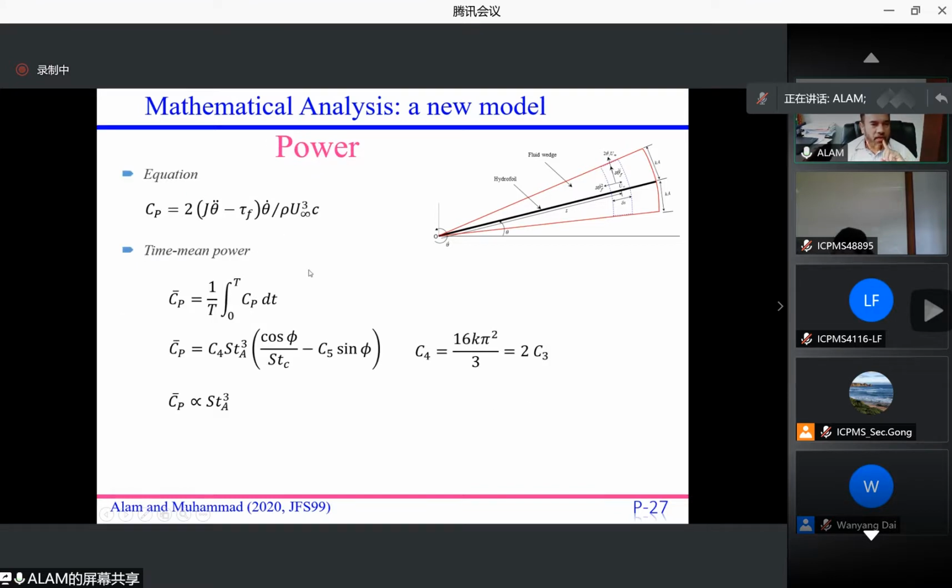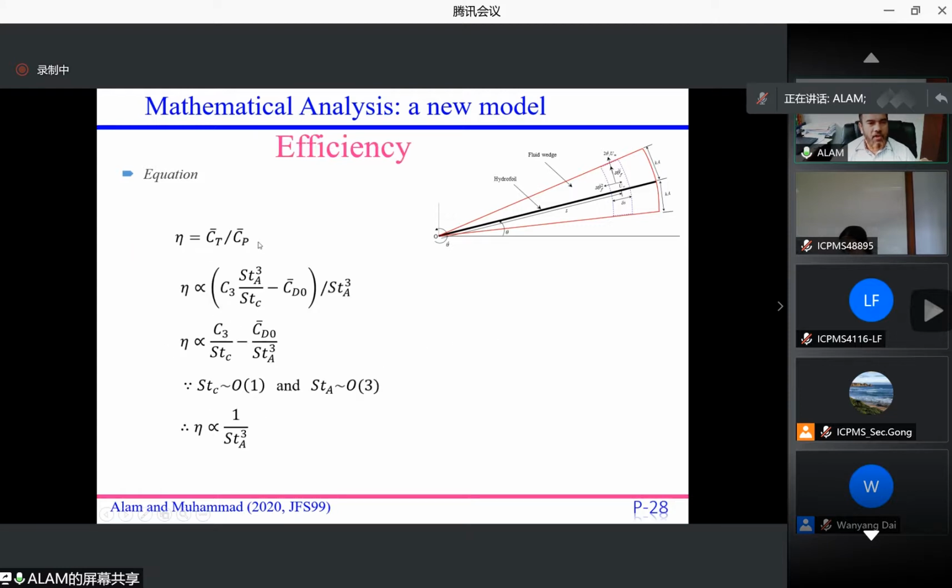And in the power, the final equation, again, we found the CP is directly proportional to the STA cube. So STA, that means that includes actually the amplitude and also the frequency, is the more crucial parameter for the thrust and power. And efficiency, again, we found the efficiency varies inversely proportional to the ST cube. So if you have higher ST, then we have the lower efficiency, but higher thrust.